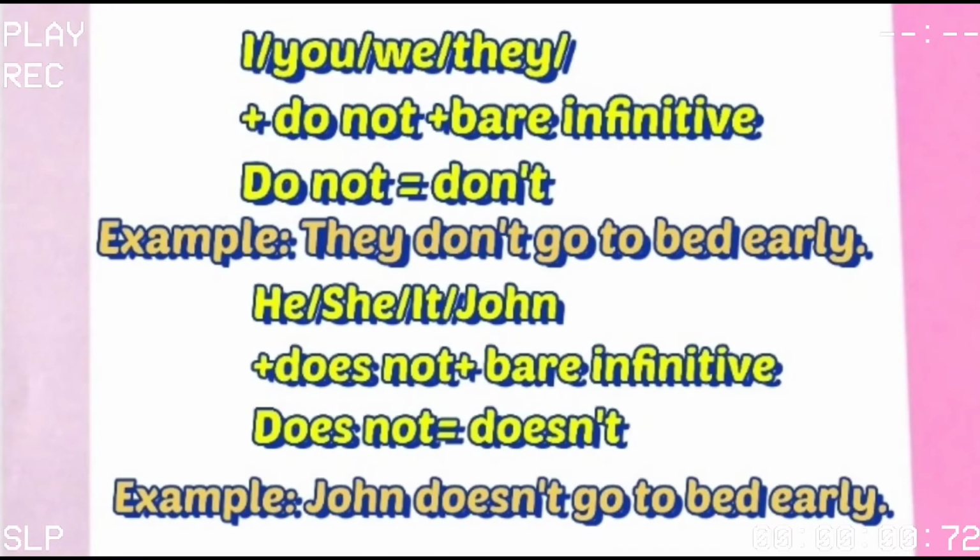How to make the simple present negative? The formula for making a simple present verb negative is do plus not, does plus not. You can also use the contraction don't or doesn't instead of do not or does not. For example, they don't go to bed early. John doesn't go to bed early.